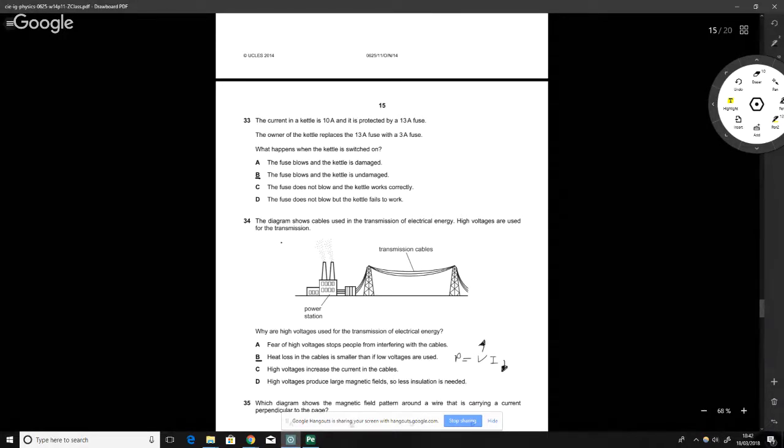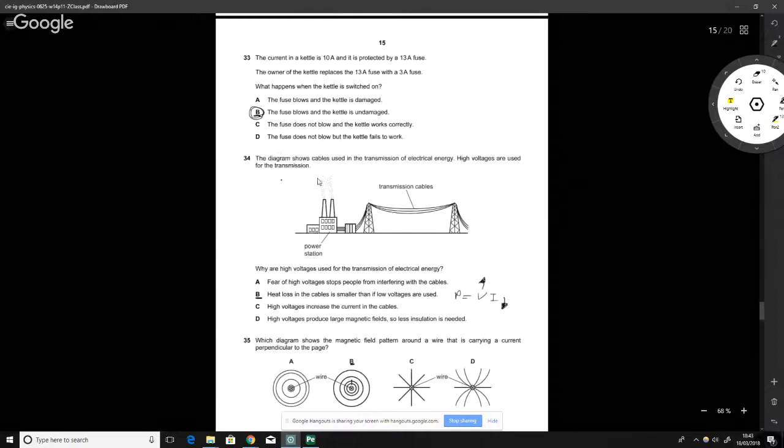The current in the kettle is 10 amps. So you're basically applying too much current through the resistor. The fuse blows and the kettle is undamaged. The whole point of the fuse is to stop the kettle from being damaged and also stop fires from happening. That's why it's very important to match your fuses correctly.